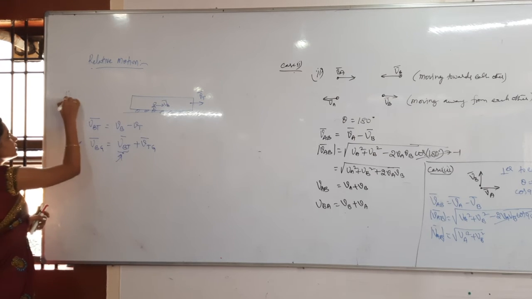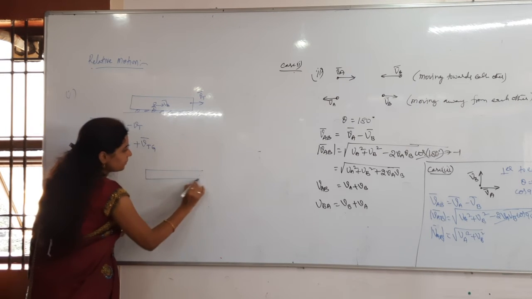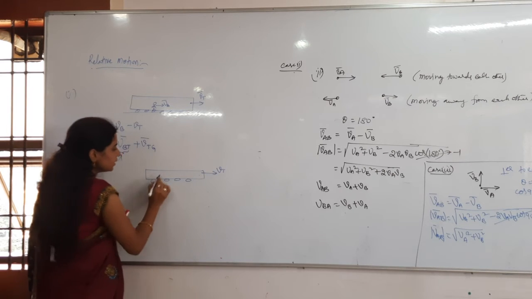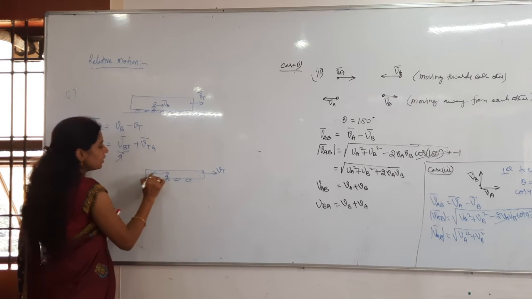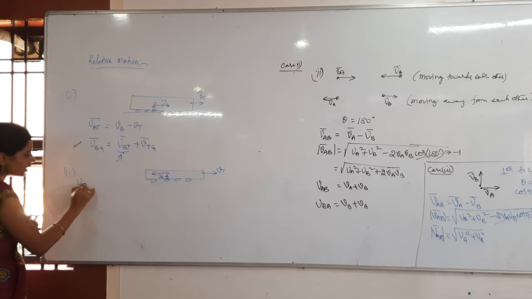In the next case, what will I take? The train is moving in the same direction with velocity Vt. Now the boy is moving in the opposite direction. This is the velocity of the boy. Now tell me the velocity of the boy with respect to the train.